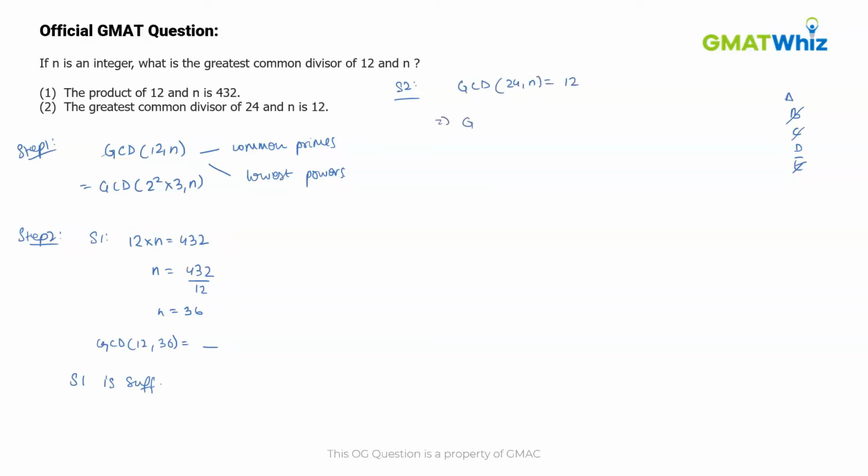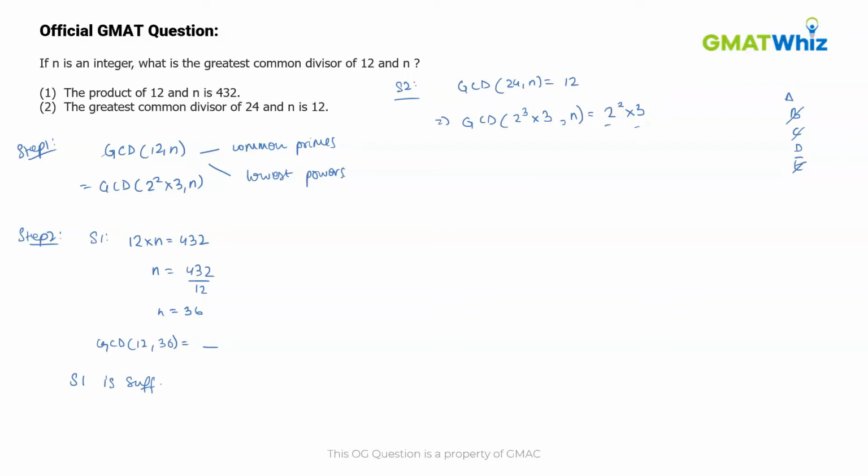Again, let's write down 24 as 2 to the power 3 multiplied by 3, and n. And let's prime factorize 12 as well. Then 12 can be written as 2 squared multiplied by 3. This means that the common prime numbers between 2 cube multiplied by 3, that is 24, and n, are 2 and 3 only. Now you may end up making a mistake by concluding that since the value of n cannot be found from this, we cannot find the GCD. But this is a trap.